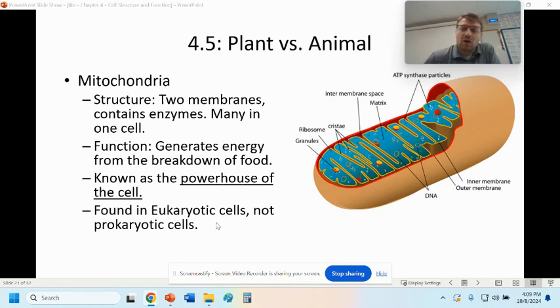So they're found in all eukaryotic cells, but they're not found in any prokaryotic cells. So this is a big defining difference between eukaryotes and prokaryotes, but these are found both in plants and in animals. And this is what a mitochondria will look like. So basically think of these as the power plants of the cell. This is what is breaking down food and generating our energy.